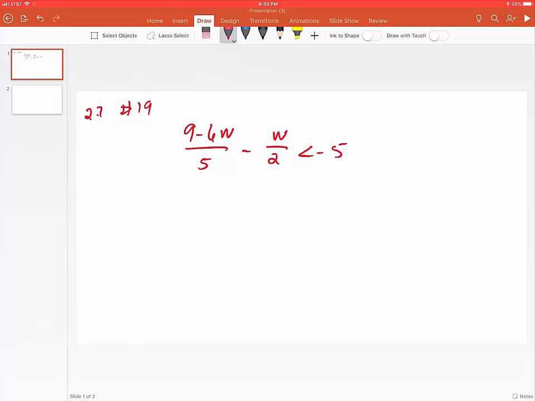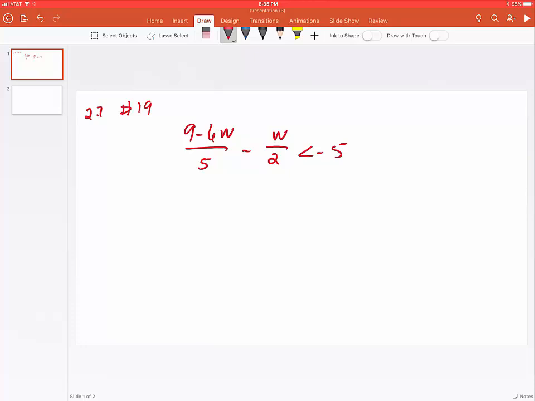All right, so this is an example for section 2.7, number 19, and this is 9 minus 6w over 5 minus w over 2 is less than negative 5. And so what we're going to do is we want to get rid of these fractions.